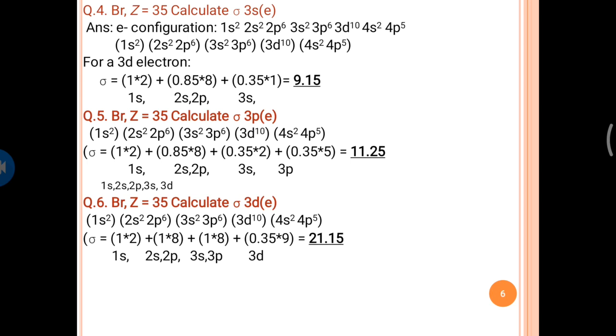Okay. So similarly, question 5: in bromine calculate the screening constant of a 3p electron. Similarly, the 3p screening constant is 11.25. Similarly, in the bromine atom calculate the 3d electron screening constant, sigma 3d. Its screening constant is 21.15.